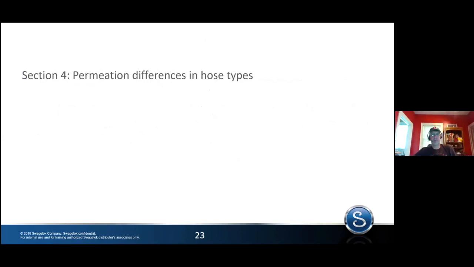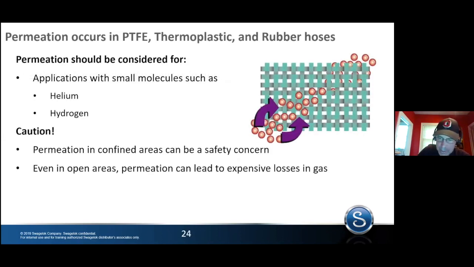Okay, moving on to permeation. And now we get into a couple different things that revolve around how a hose is built, how a hose is created, that can impact the way it performs in particular applications. And the first one, again, is permeation. And just to make sure we're all on the same page, permeation is the flow of gas molecules through a solid material. And so in this case, it's the flow of gas molecules through the hose core.